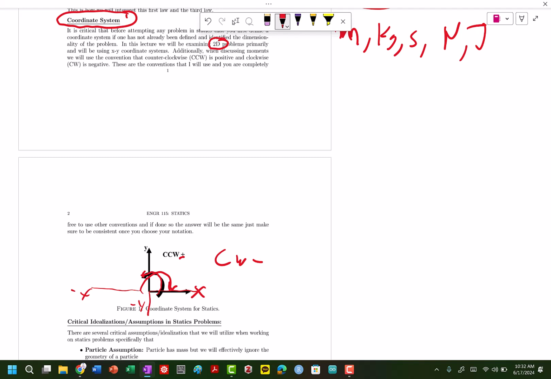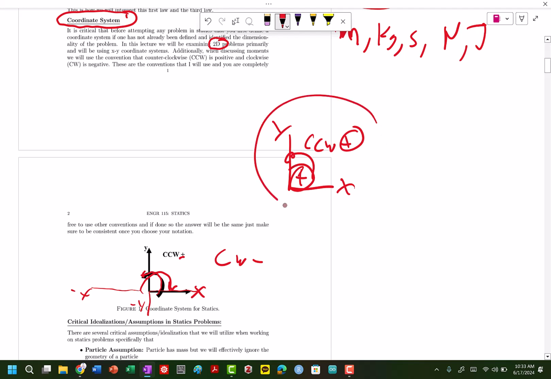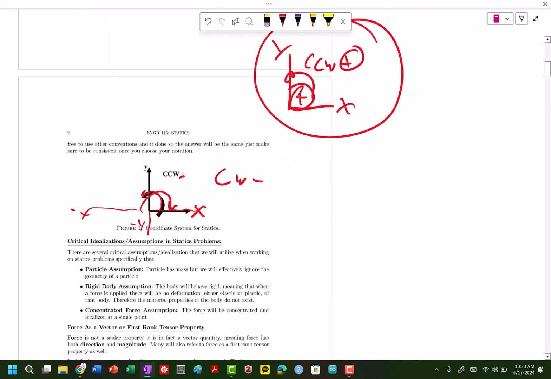If you use something different, that's fine, but you want to indicate that somewhere on your problem. So whenever you see a problem, just write out X, Y, positive sense, and then you can even say counterclockwise positive, or you can just put a positive like that here. Indicate that usually at the top left-hand corner of our problem, and it'll help, because we do this to keep us organized and to make sure that we can communicate our solutions to others that are looking at it.